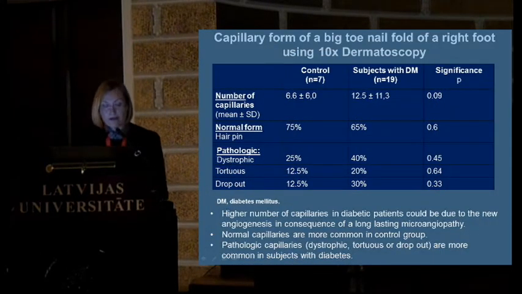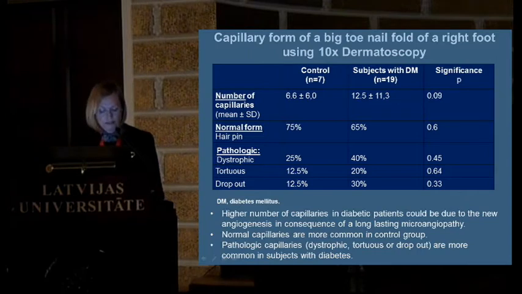A higher number of capillaries in diabetic patients could be due to new angiogenesis in consequence of a long-lasting microangiopathy. Our results show that normal capillaries are more common in the control group, and just the opposite, pathologic capillaries, dystrophic, tortuous, or dropout, are more common in subjects with diabetes.